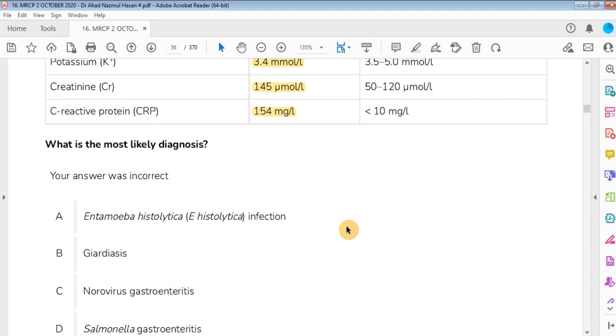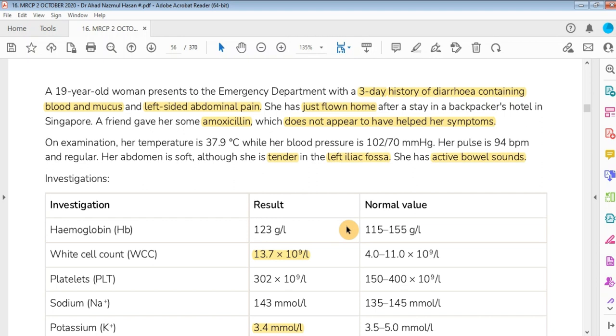A 19-year-old woman presents to ED with a 3-day history of diarrhea containing blood and mucus and left-sided abdominal pain. She has just flown home after a stay in a Backpackers Hotel in Singapore. A friend gave her some amoxicillin, which does not appear to have helped her symptoms.